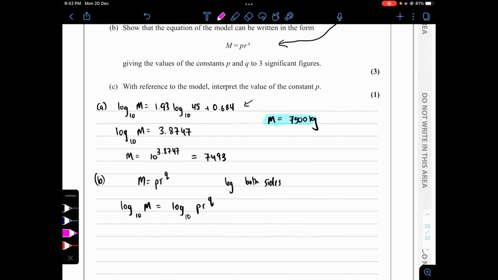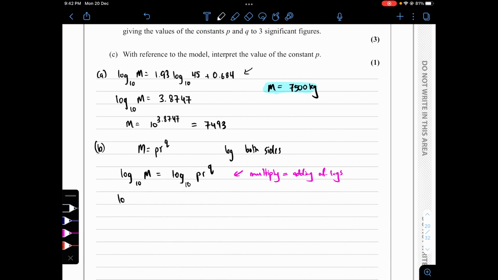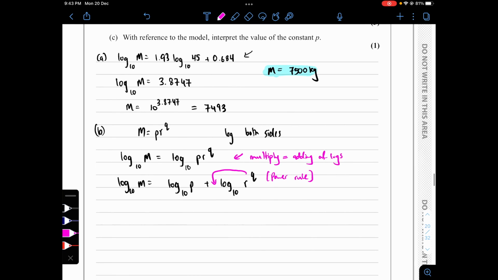Now we know that inside the log, when we're multiplying, we're actually adding. So multiplying is equal to addition of logs. So we can split them up. So this will be log base 10 m equals log base 10 of p plus log base 10 r to the power q. Now we know from the power rule that this q can go down. This is the power rule, that q can be written beside log base 10 r.